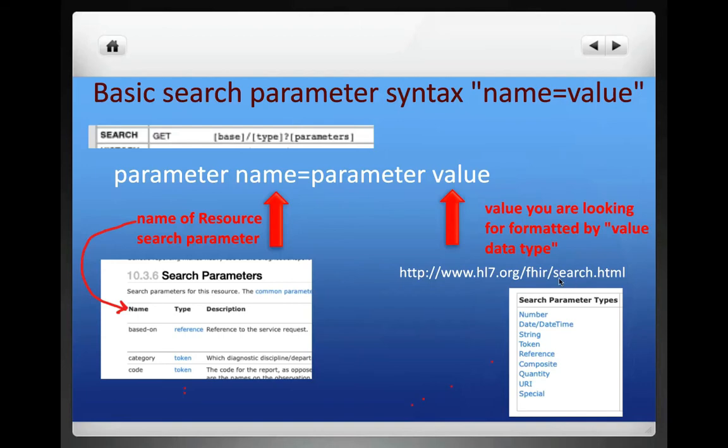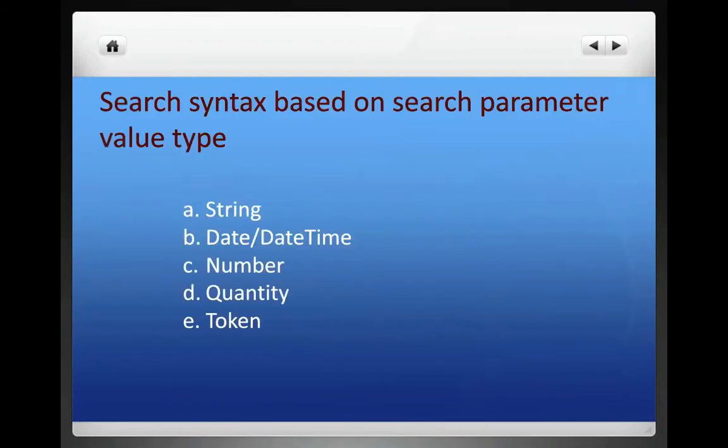If you look on the search page itself, you can find all the different data types for the values. There's actually not as many as you might think. There's number, date or date time, string, token, reference, composite, quantity, URI, and special. And these are the different data types that you can use as part of a FHIR API. In this particular video, we are going to go through the data types of string, date and time, number, quantity, and token. The others will be covered in part 2.